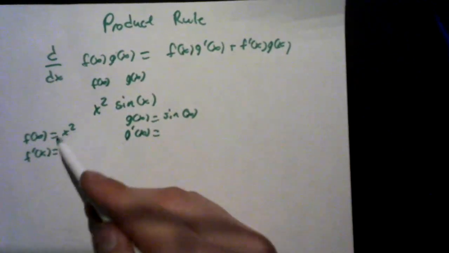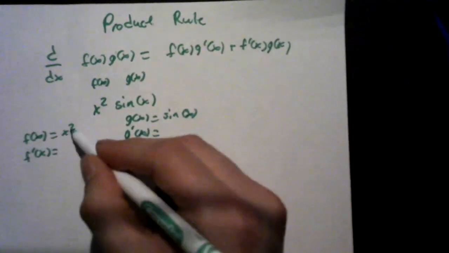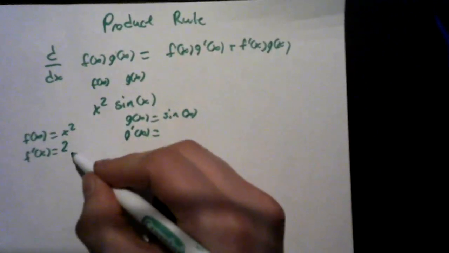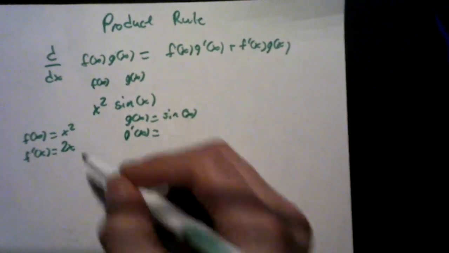So using the power rule, we can find the derivative of this. Take the exponent out in front and it becomes 2x. 2 minus 1 is 1, so it's just 2x.